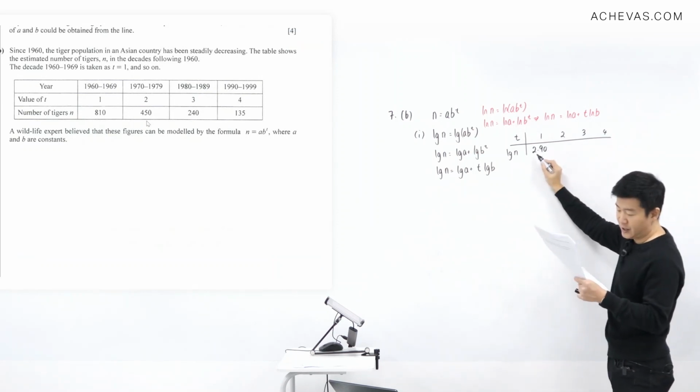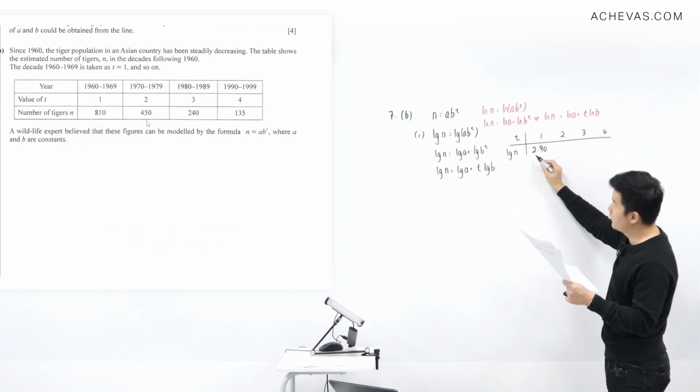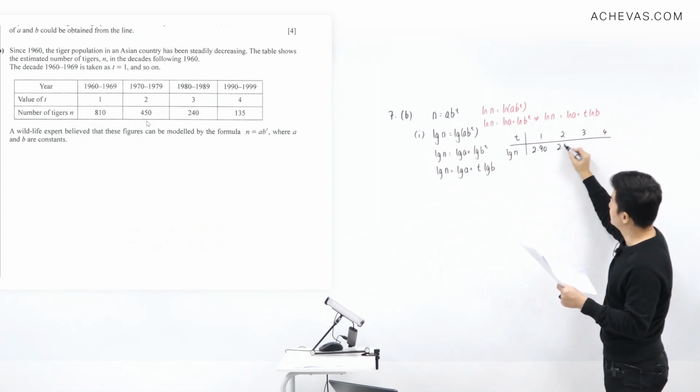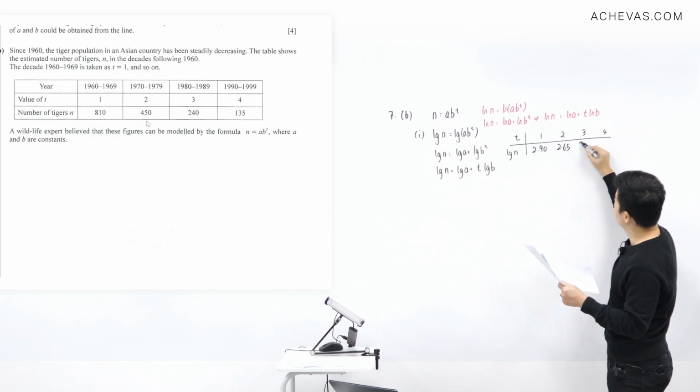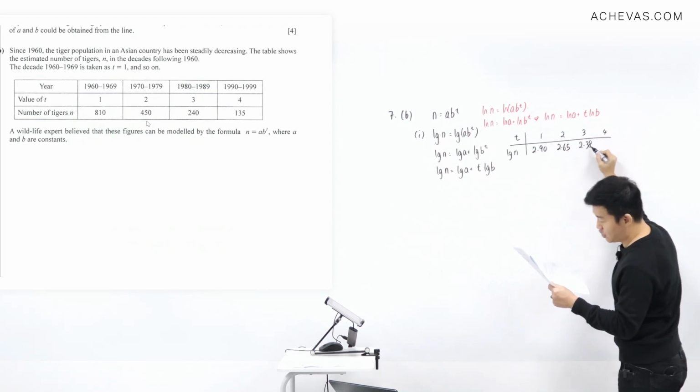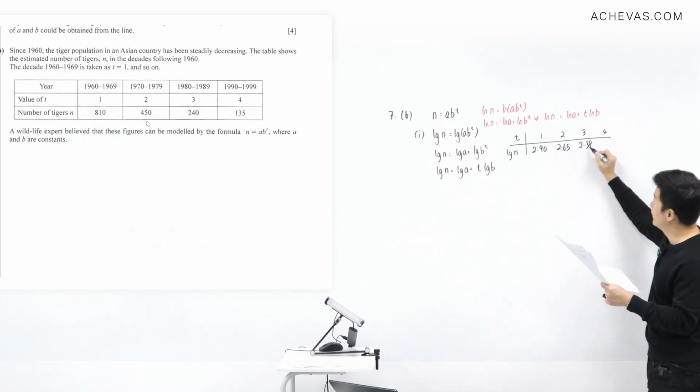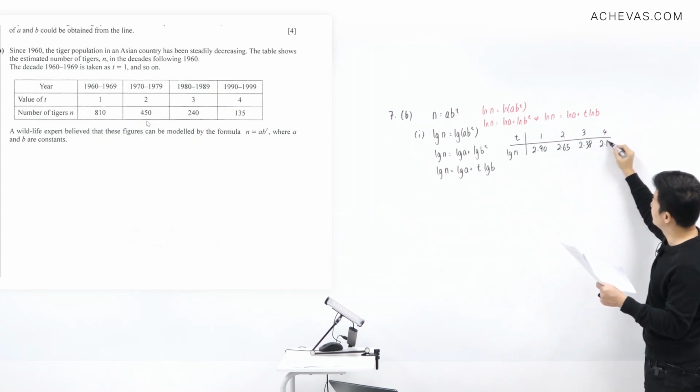Log of 810 gives me 2.91. Log of 450 will give me 2.65. Then after that, we will have 2.38, which is log of 240, and log of 135 will give me 2.13.